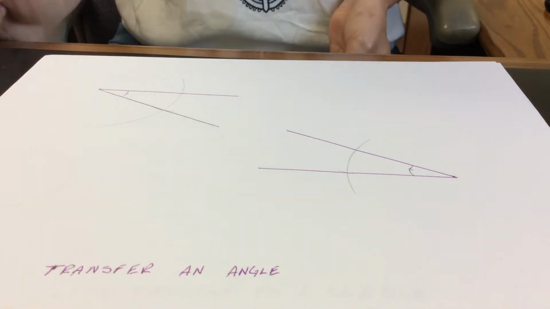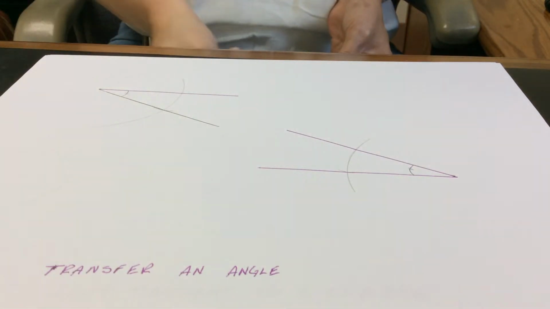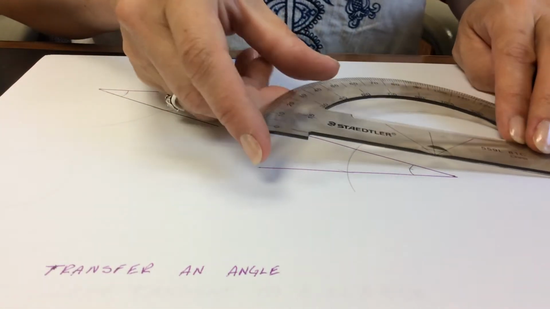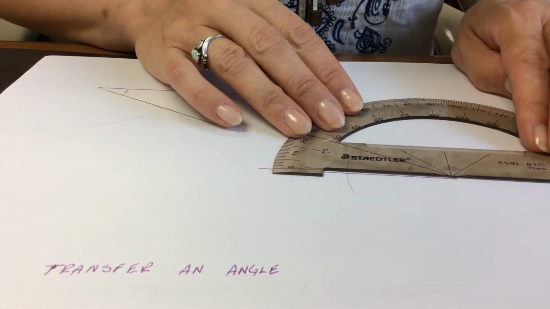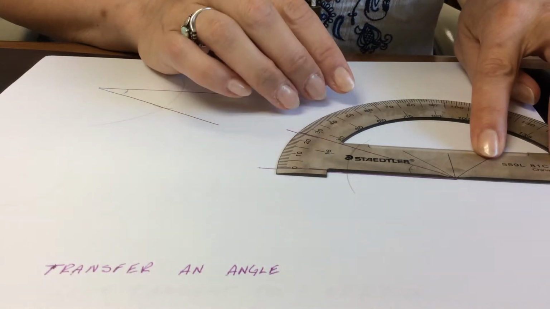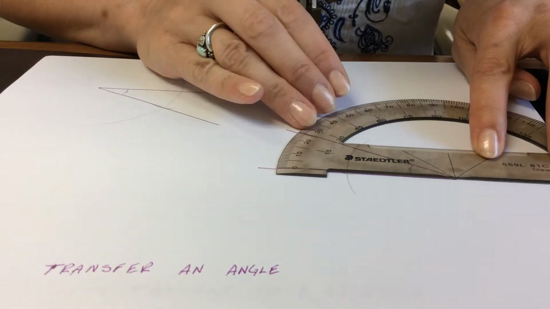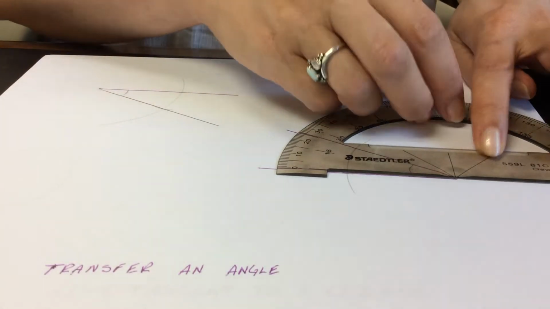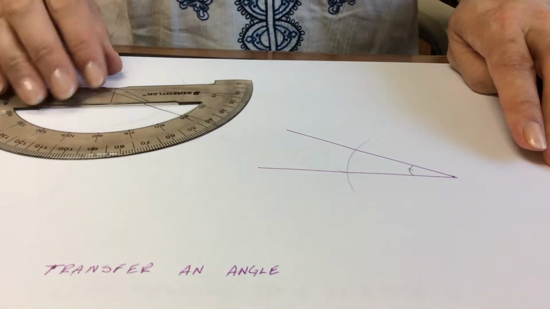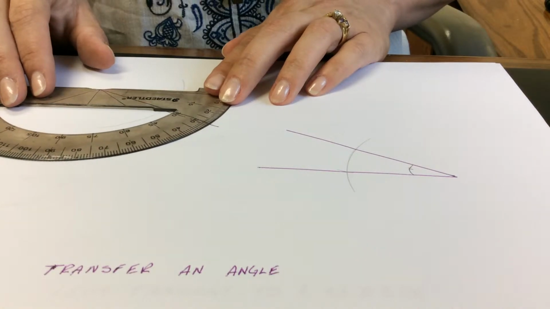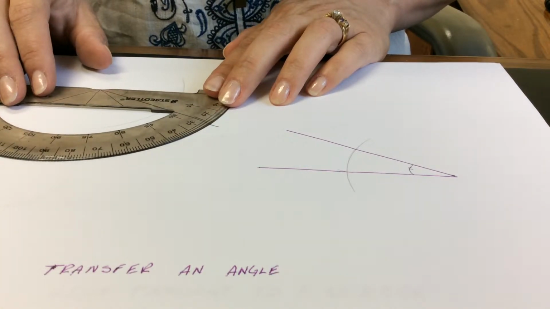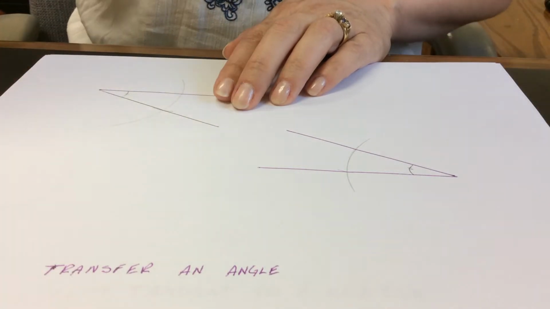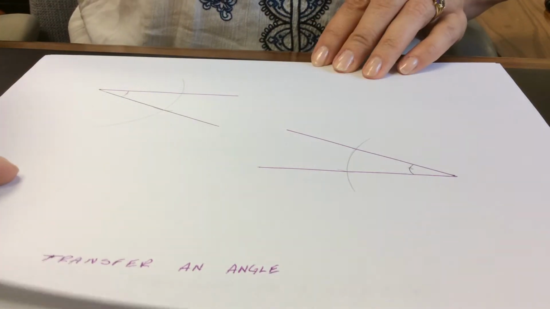And we can verify that if I get out my other protractor and we measure. The angle between this line is about 26 degrees. And if I measure now this angle that I've created over here, it is also about 26 degrees. Okay, so we've transferred an angle.